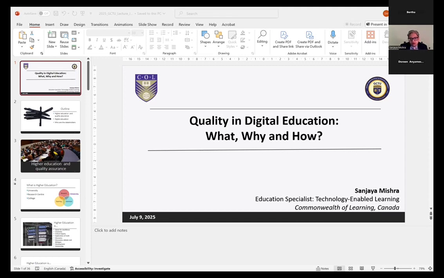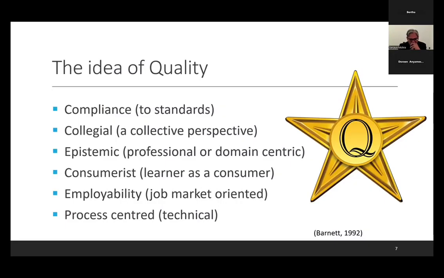The idea of quality is different things to different people, and things happen in different contexts. And that's what we need to look at. What is that idea of quality that we are subscribing to? Is it about compliance to standard? Is it about a collective perspective? Is it an epistemic view of quality, particularly in a professional domain? We need to focus on, from our own perspective, our institutional perspective, what is that idea of quality in higher education that we are looking at?